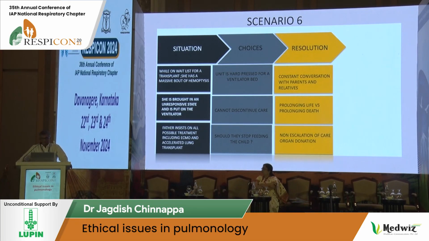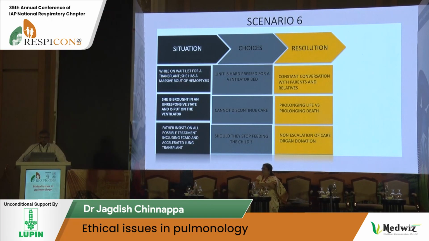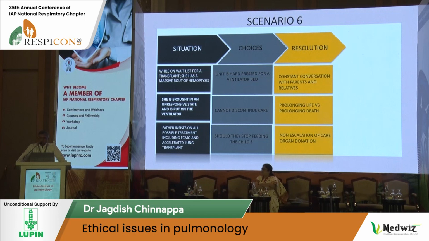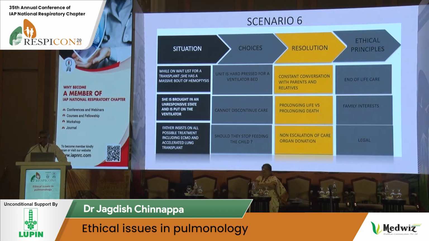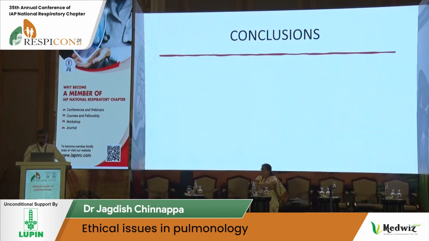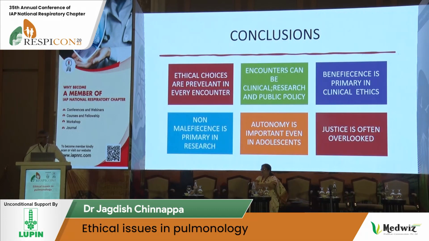So this is a constant dialogue because yes, this is a very difficult situation for the parents. Sometimes we have to look at prolonging life or prolonging death. What are we doing? And non-escalation of care and organ donation may be other things that could be decided. So here, the ethical principles are basically end-of-life care, legal issues, and family interests. So basically, when we are going through various types of clinical cases, ethical choices are prevalent in every encounter. Every encounter that you have with a patient will have some ethical issue.